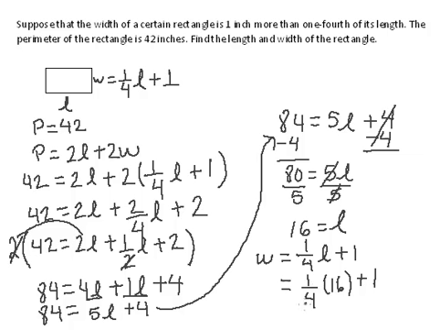So here we can reduce, so 4 goes into 16 4 times. Therefore, 1 times 4 equals 4 plus 1, which equals 5. Okay, so that means that the length equals 16 inches and the width equals 5 inches.